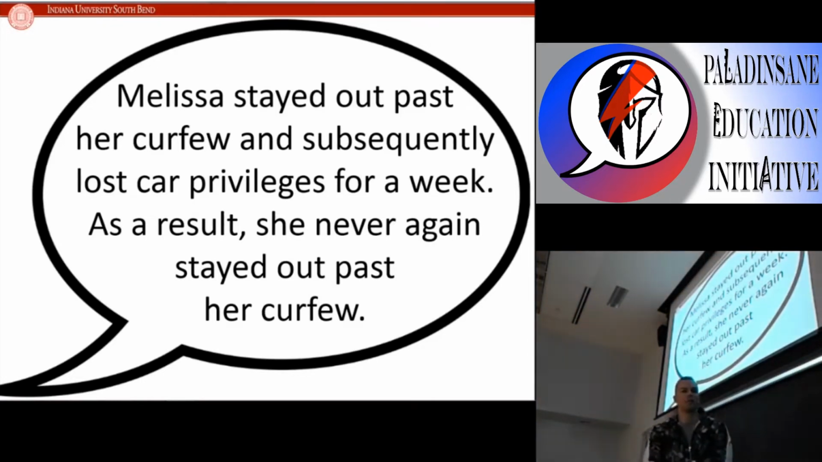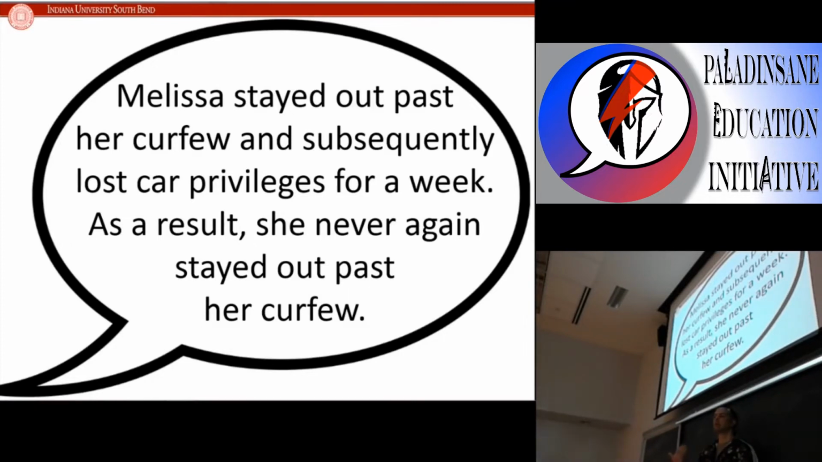So, Melissa stayed out past curfew and subsequently lost car privileges for a week. As a result, she never again stayed out past her curfew. So what is the behavior that has changed? Staying out past curfew. Has it gone up or has it gone down? Gone down. It's gone down. So this is a punishment contingency.